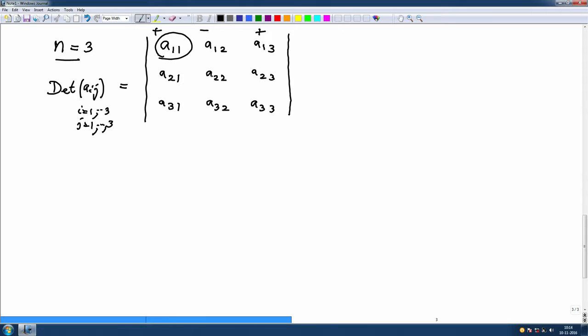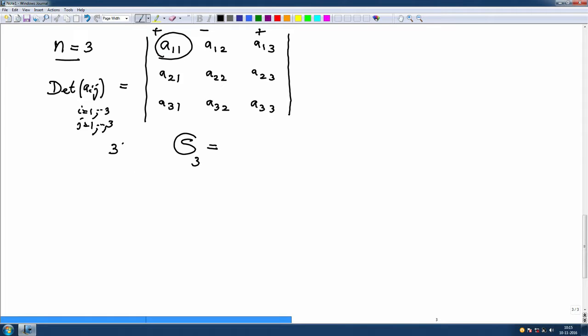So for this we will have 2 terms, one with the positive sign, one with the negative sign. For this also we have 2 terms, one with positive sign, one with the negative sign. For this also we have two terms. So altogether there will be six terms. Six terms come because the permutation group involved here is S3, and S3 has precisely six elements.